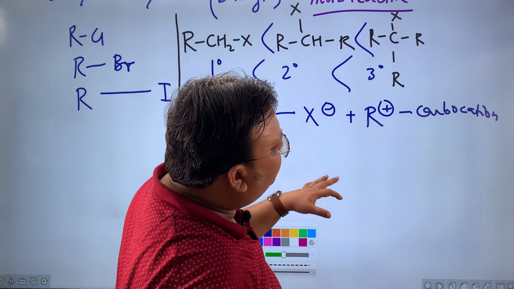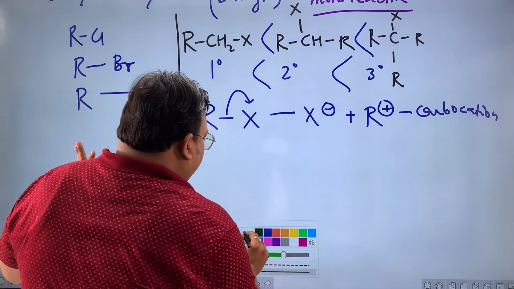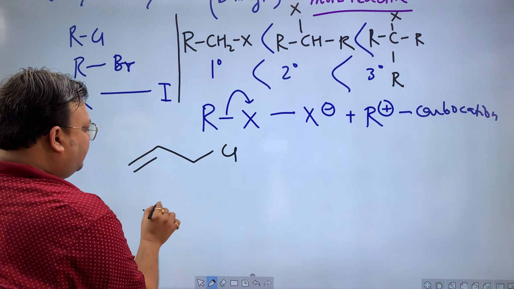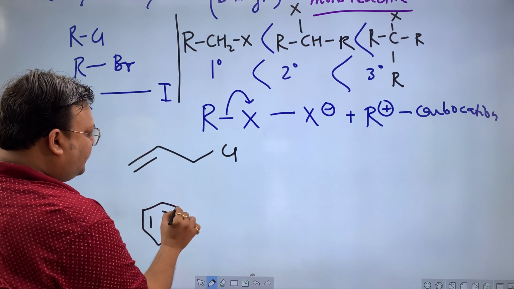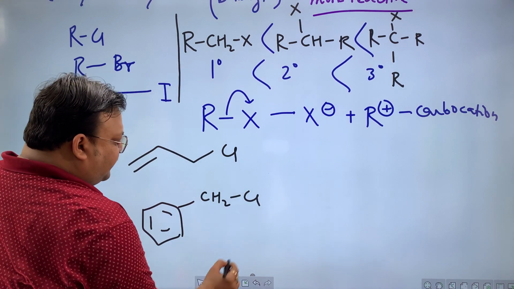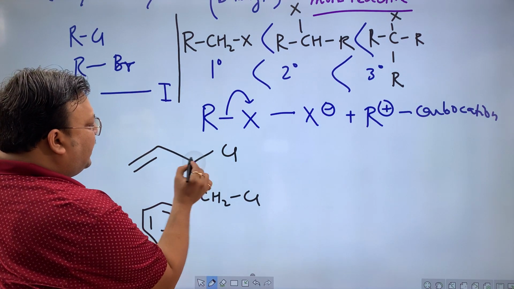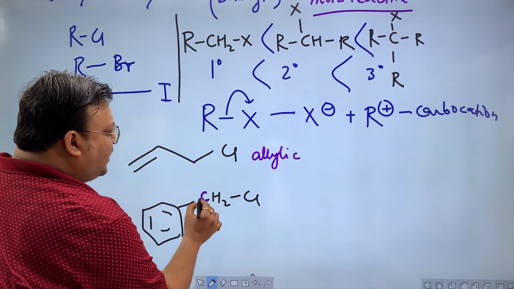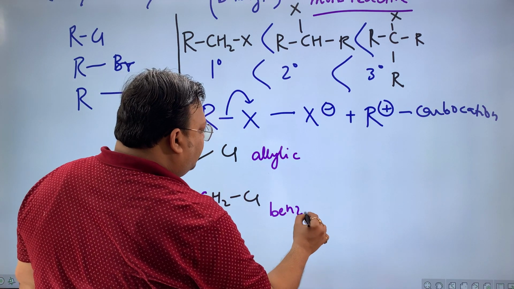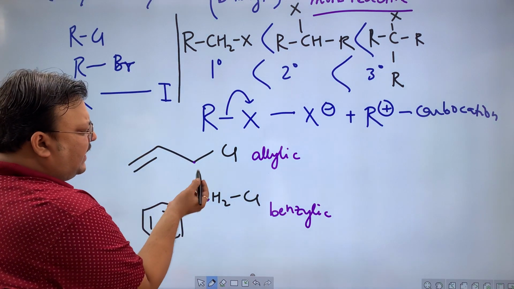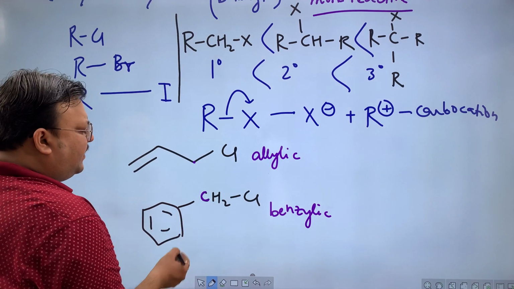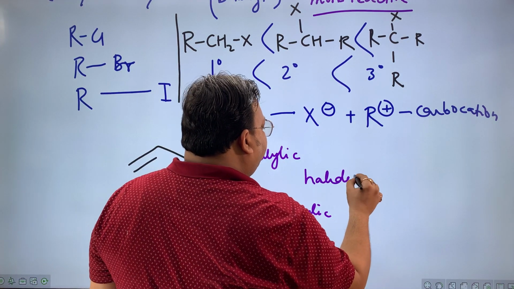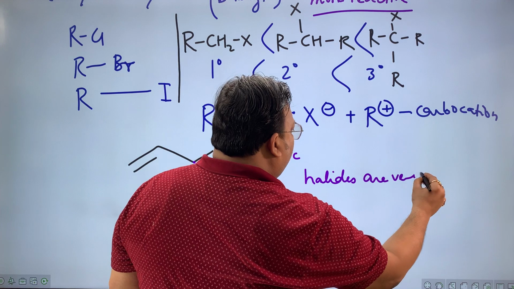I told you the reactivity of halides could well depend on the stability of carbocations. Now, this is an allylic halide, this is a benzylic halide. I told you this carbon is allylic, next to a double bond. So this is an allylic chloride, this is a benzylic chloride because this carbon is benzylic. You would learn in alkyl aryl halides, this is an alkyl halide; it's not aryl, because it isn't attached to the aromatic ring directly. You would learn allylic and benzylic halides are very reactive.